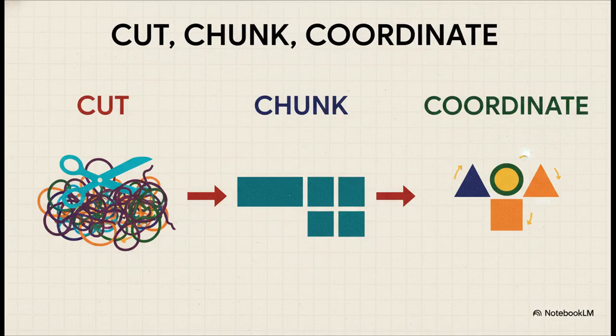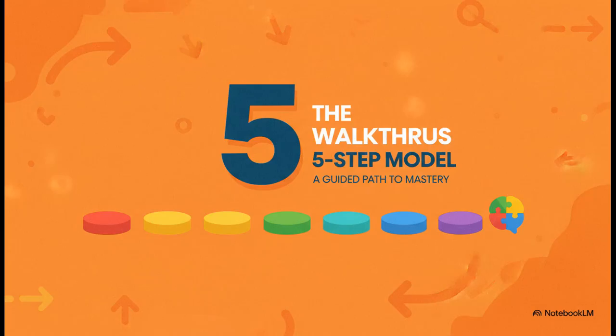It goes like this. First, cut. Be ruthless. Get rid of every single thing that isn't absolutely vital to the core idea. Then, chunk. Break down what's left into small, manageable, logical pieces. And finally, coordinate. Make sure your visuals are consistent, and you pair your key terms with simple, clean icons. Cut, chunk, coordinate. Easy. Okay, your content is prepped and ready to go.